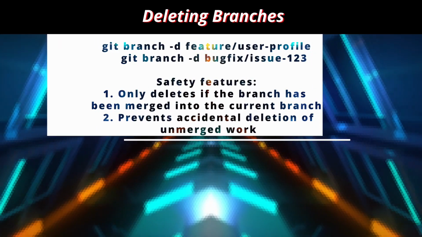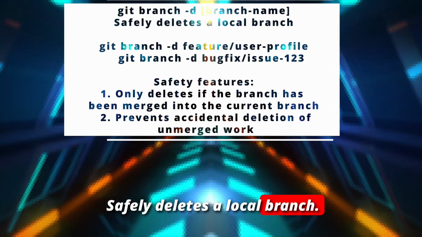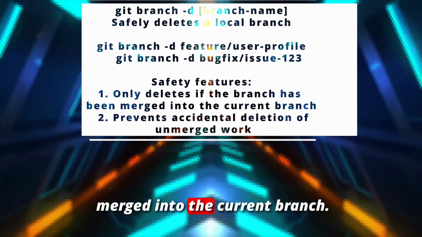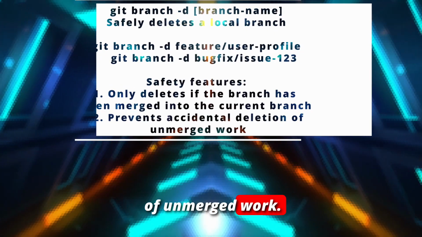Deleting branches. Git branch -d branch-name. Safely deletes a local branch, with safety features: 1. Only deletes if the branch has been merged into the current branch. And 2. Prevents accidental deletion of unmerged work.